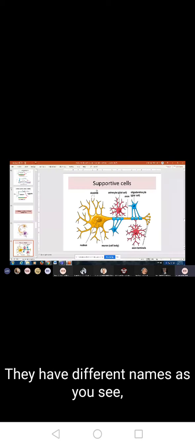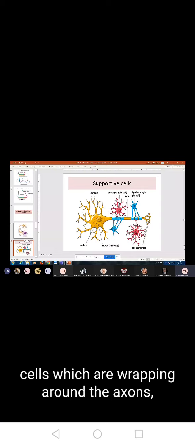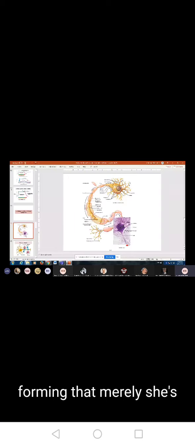So we said we have a lot of supportive cells. They have different names, as you see, but one of them is called the Schwann cells, which are wrapping around the axons, forming that myelin sheath in myelinated neurons.